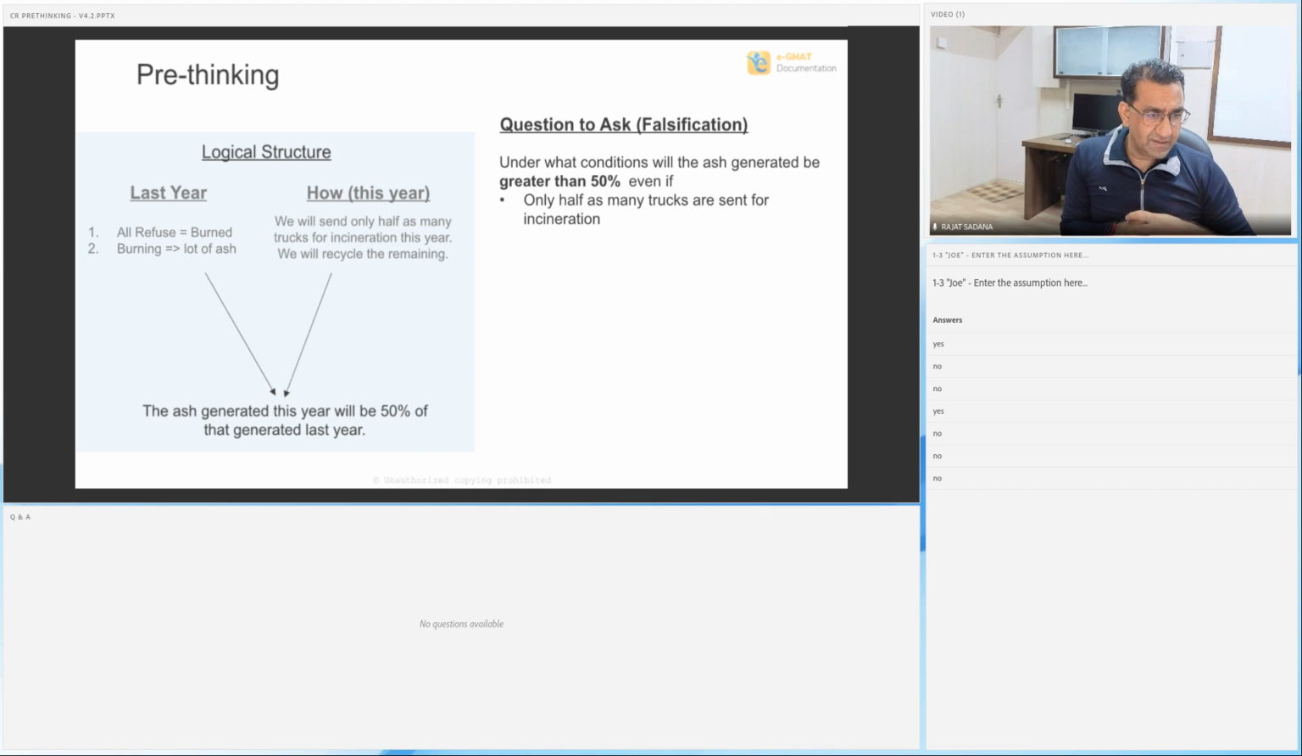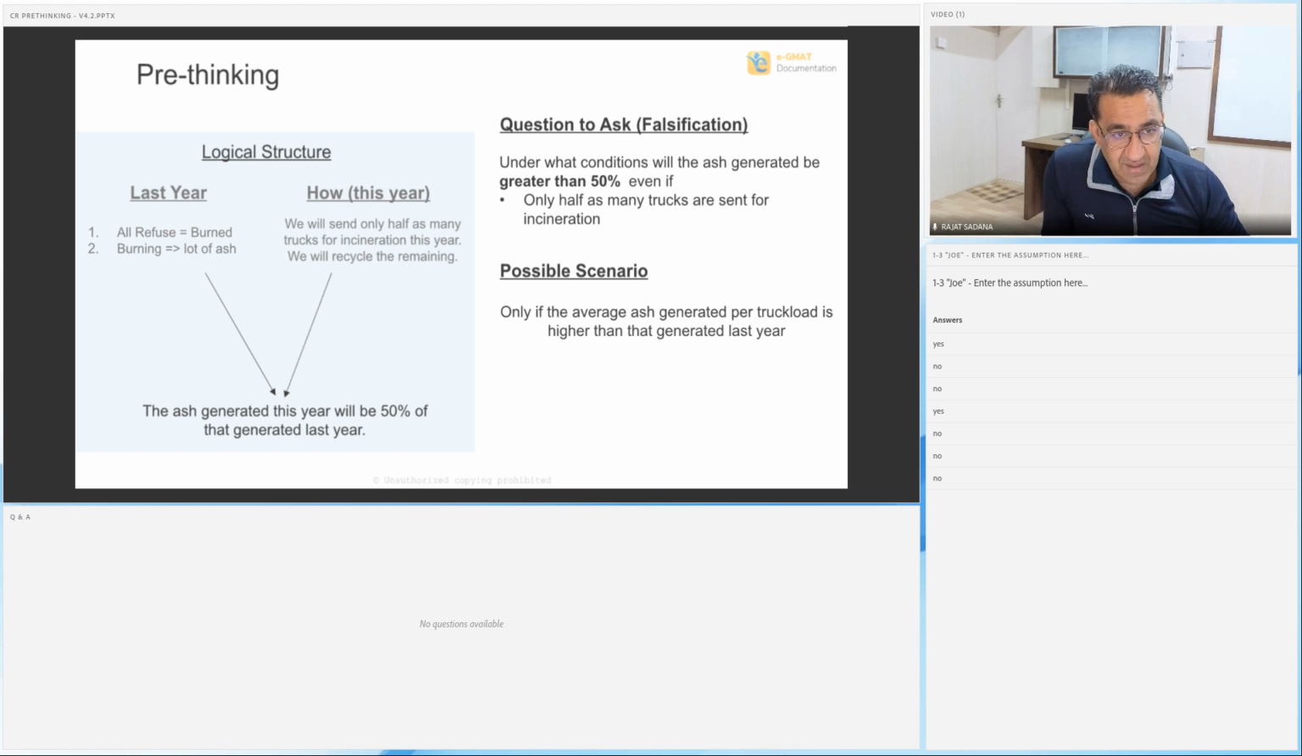So we asked the same falsification question. In what scenario will the ash generated be more than 50% if we only send half as many trucks for incineration? The only scenario is if you pack those trucks so tightly that each truckload generates a lot more ash. Is that clear? That's the only scenario that breaks my conclusion down. Is that clear?